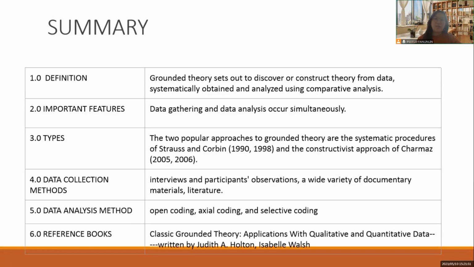Grounded theory sets out to discover or extract theory from data systematically obtained and analyzed, using comparative analysis. The important feature is that data gathering and data analysis occur simultaneously. The types: the two popular grounded theories are the systematic approach and the constructivist approach.